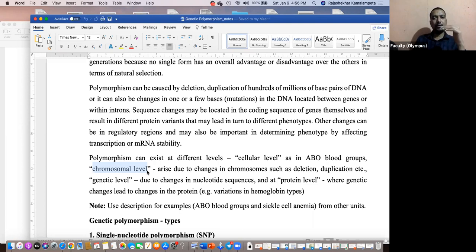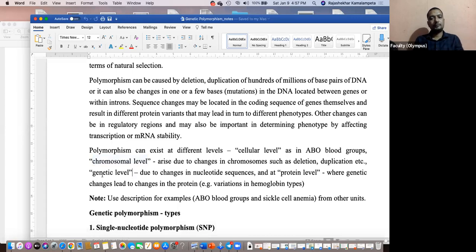So here the polymorphism is existing at what level? At the chromosomal level. This rarely happens, but it does occur. We do have examples. What examples? We'll talk about that in chromosomal aberrations. I think briefly I'm going to talk to you and show you a little bit of this in the next slide.